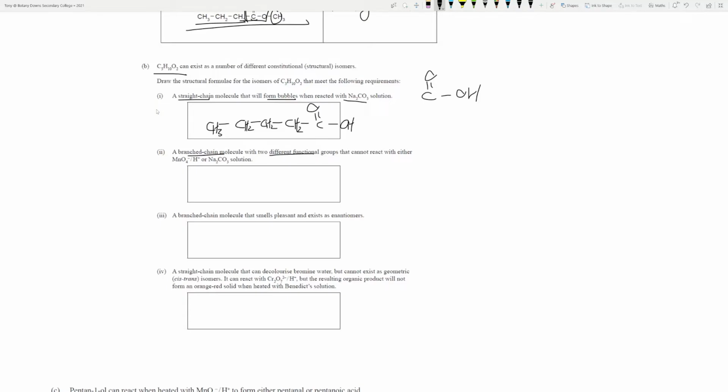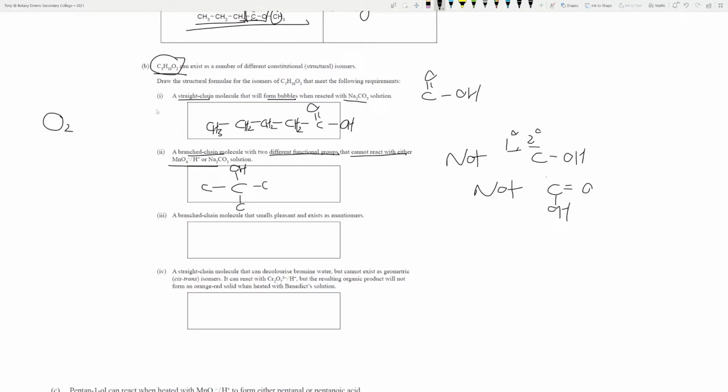With two different functional groups that cannot react with either permanganate or the carbonate. So it's not a primary or secondary alcohol at least, and not a carboxylic acid. So what are the potential candidates? If you look at the formula, there are 2 O's, so it's not a primary or secondary alcohol, so it could be a tertiary alcohol. So I can make it look like this. So this is a tertiary alcohol.